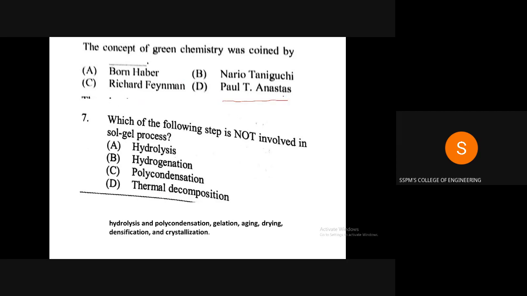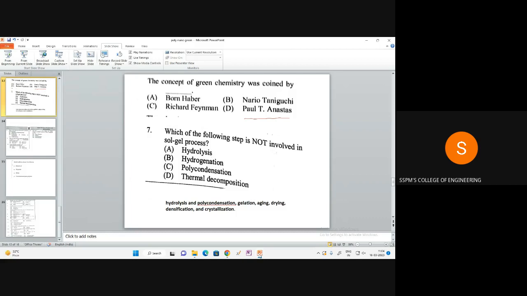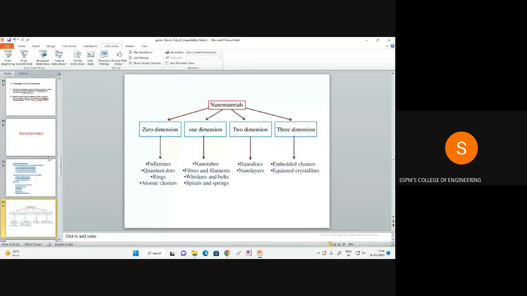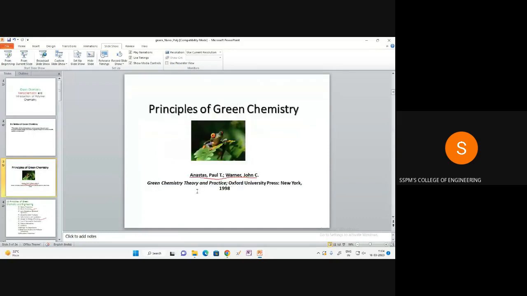Anastas. The term green chemistry was invented by Paul Anastas and Warner John. So remember this name, that is, these two persons introduced the term, that is green chemistry. They introduced the principle of green chemistry, not this term.